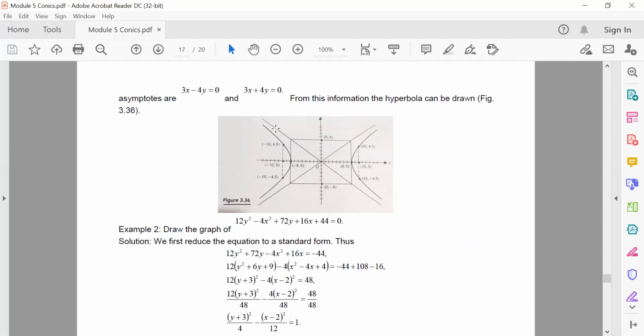Okay. Itong line na to, class, that is the asymptote. Kahit anong gawin yan, itong graph natin ng hyperbola, hindi dyan lalapit. Hindi dyan didikit sa line na yan. How are we going to solve for the equation of asymptote? Hindi ko pala yun nalagay.